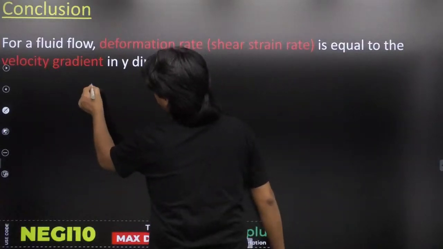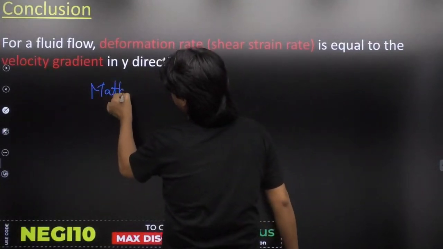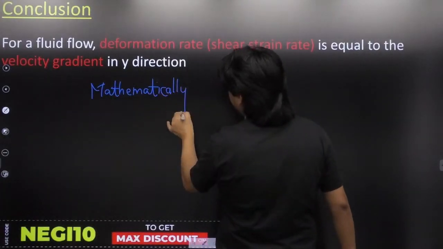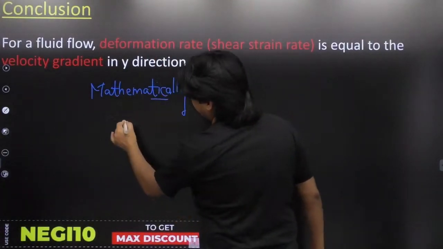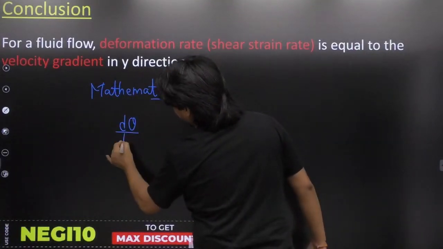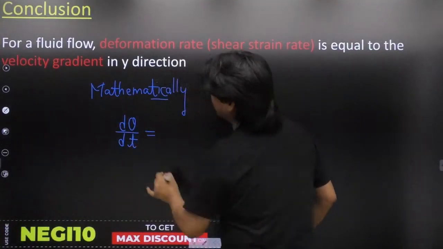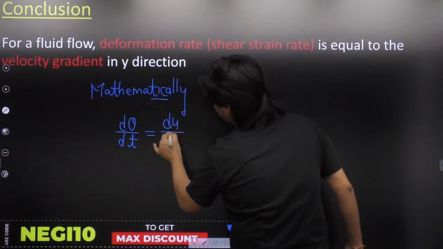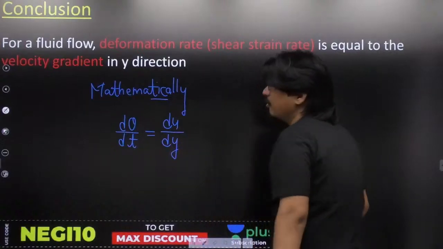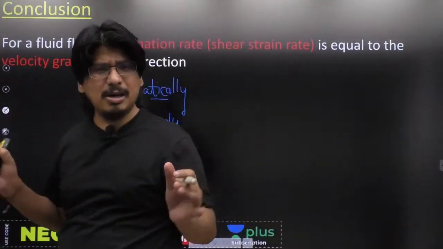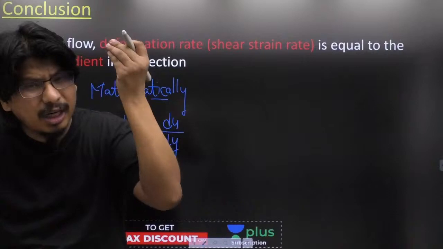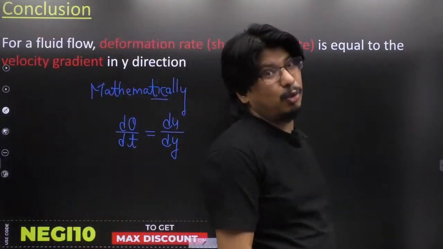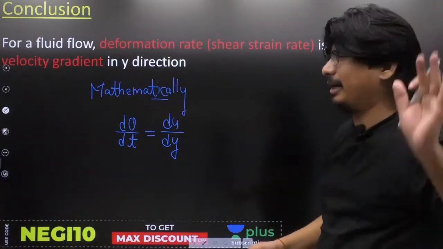Look at here, mathematically, can I write deformation rate? What is deformation rate? d theta by dt is equal to what? Velocity gradient. What is the formula for velocity gradient? du by dy. So this is the formula which we have derived. I'm not going into the derivation, but you should remember, whenever we are having a fluid flow, deformation rate will be equal to velocity gradient. I hope you are clear till here.